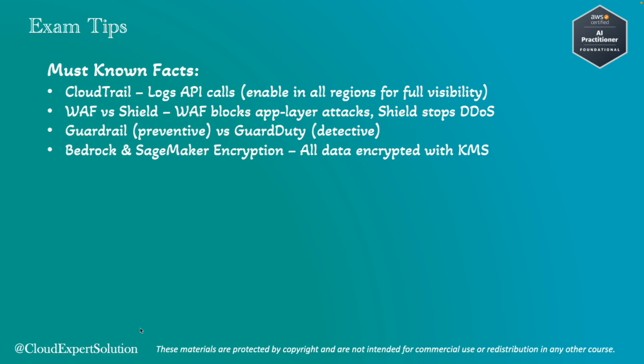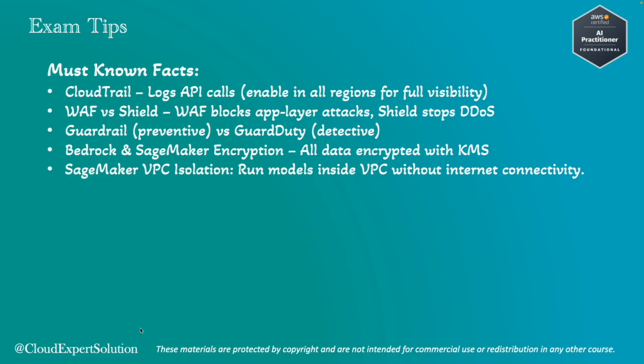Then whenever you see Bedrock and SageMaker encryption, that means all data can be encrypted using AWS KMS. Whenever you see SageMaker VPC isolation, that means you need to run the model inside a VPC without internet connectivity. Again, least privilege, please remember, always grant minimum permissions for any use case. So least privilege is one of the most important principles of AWS.